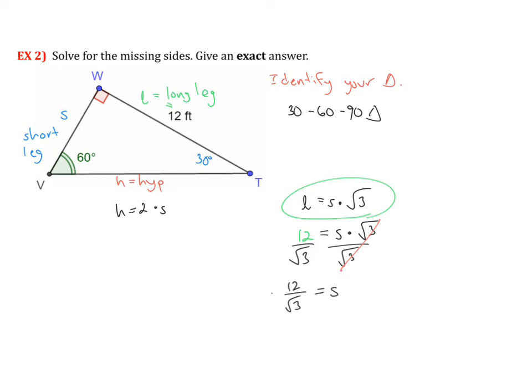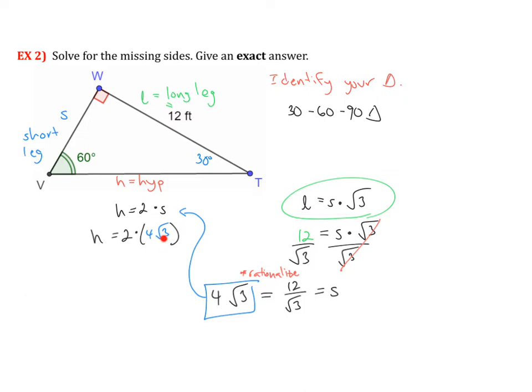Again, I need to rationalize, and you can check out that video if you need to. But I'm going to go ahead and skip that step and let you know that the rationalized answer is 4 times the square root of 3. That's my final answer for S, the short leg. So what I'll do now is take S and substitute it in because I know what it is now. So H is equal to 2 times 4 times the square root of 3.